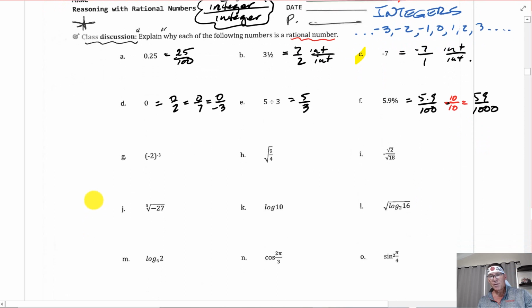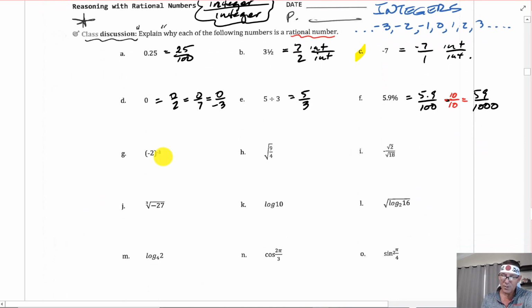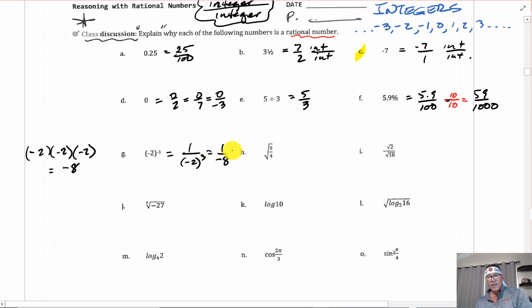-2 to the -3 power is 1 divided by -2 to the third power. You apply the negative exponent rule. -2 times -2 times -2 is nothing more than -8. So this is equal to -1/8. And that's rational, because 1 and -8 are integers. It's an integer divided by an integer.